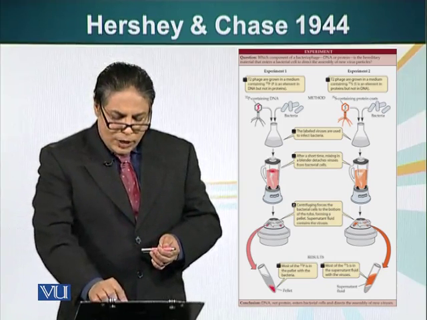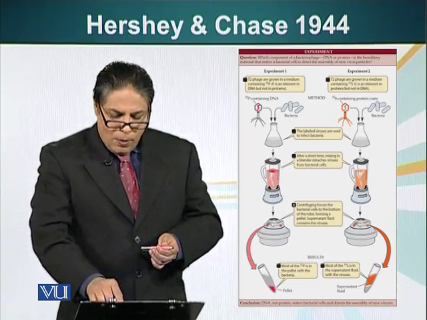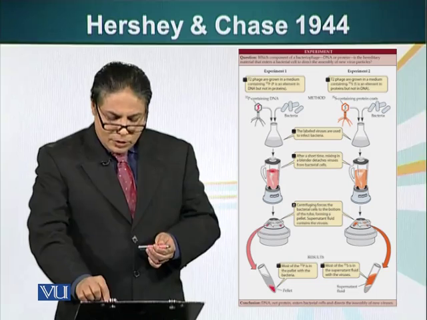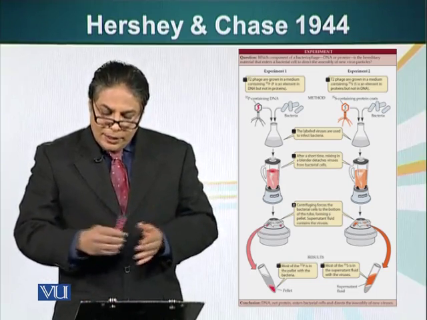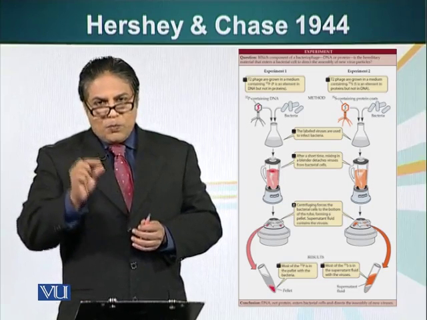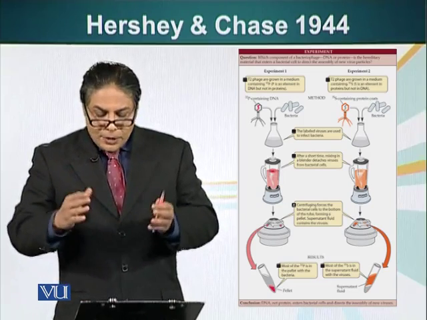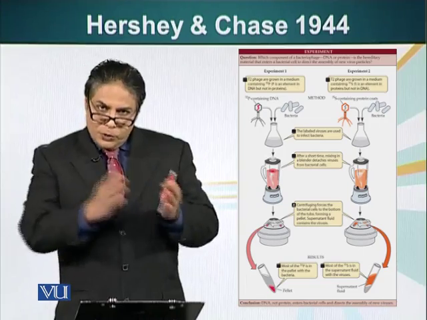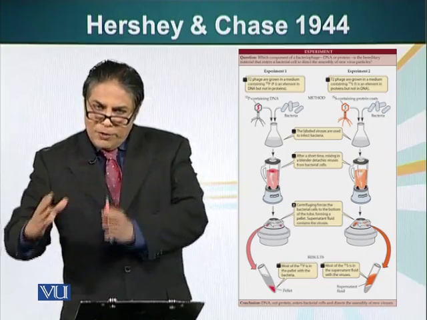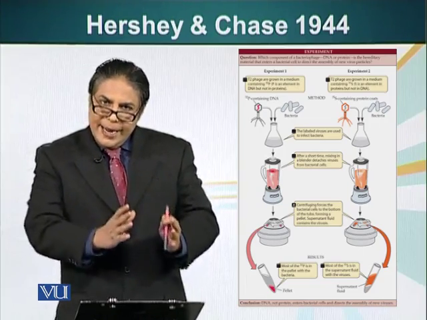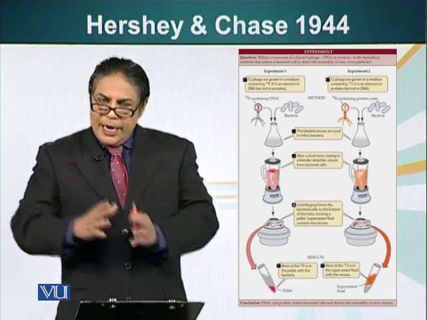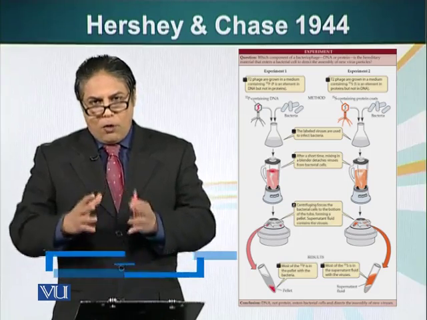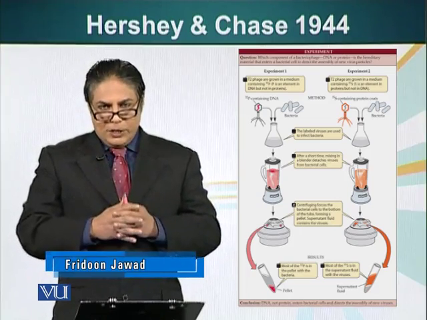So here they used two types of isotopes. One of them was sulfur, which is present in the protein. The other is phosphorus, which is present in the DNA. So they grew these viruses, two types, same virus, in two different media. One contained heavy isotope of sulfur, the other contained heavy isotope of phosphorus. So I hope you see where things are going.